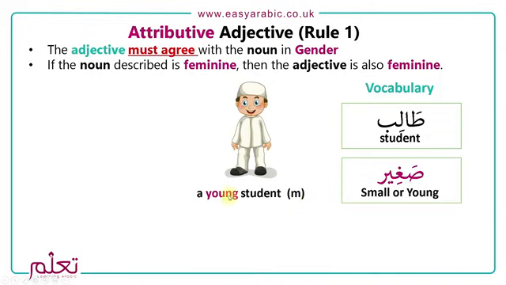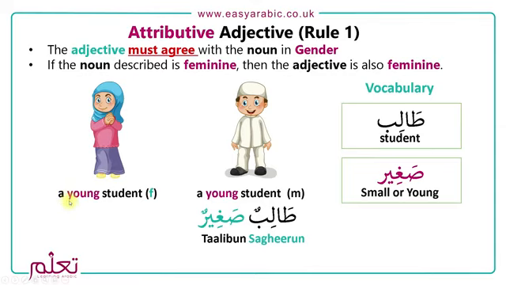One thing we said is that in English the adjective comes before the noun, but in Arabic we reverse it. The noun comes first and then the adjective. So here we'll say talibun saghirun. When we do the feminine, a young student, female, we first have to turn the noun into a feminine. This rule about adding a ta marbuta to a noun only happens when we talk about people.